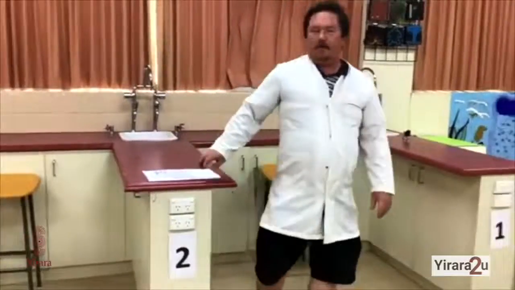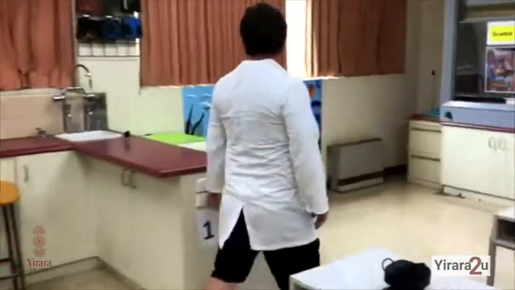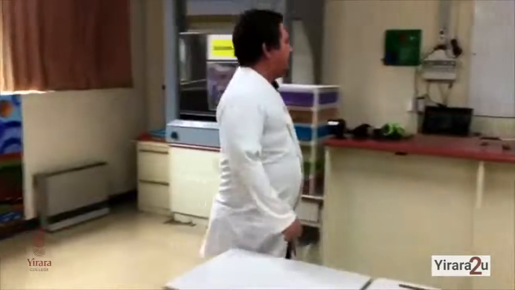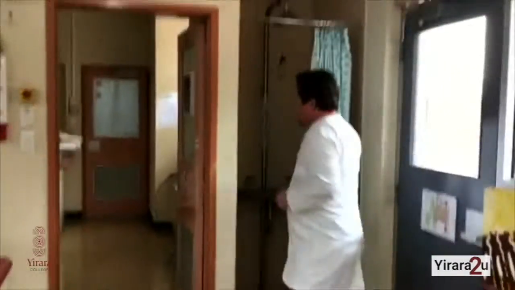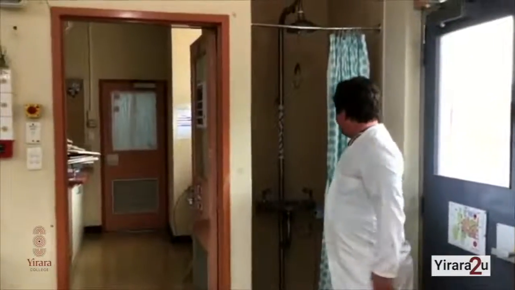Another thing we don't want to play around with is what we call a fire extinguisher. Now this thing is only to be used by a teacher and only in an emergency. We don't want anyone mucking around with this, taking it off the wall. We want to make sure we have our things there ready to use in an emergency.